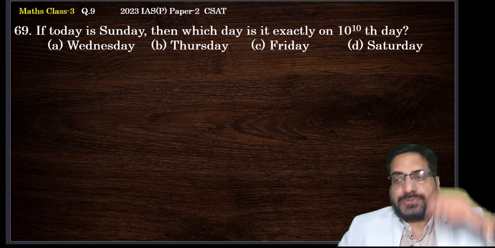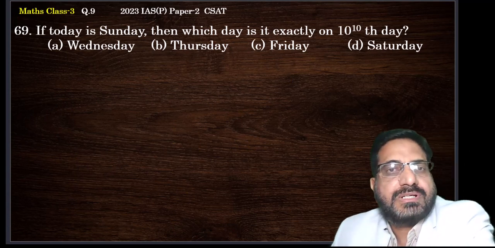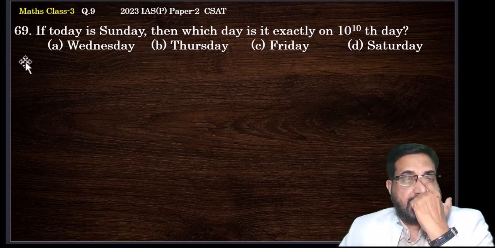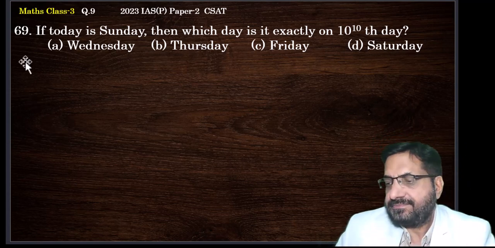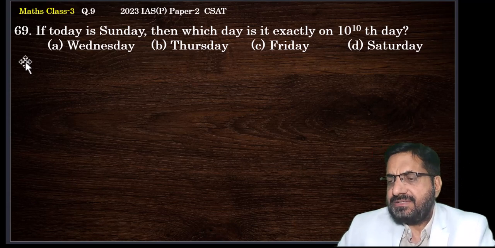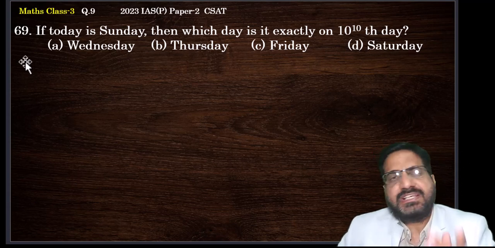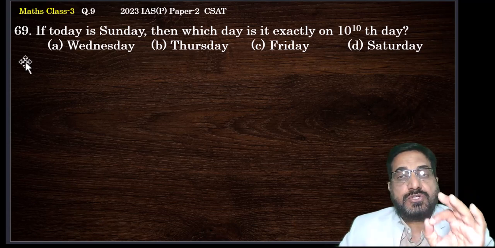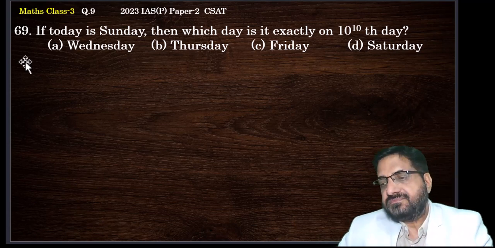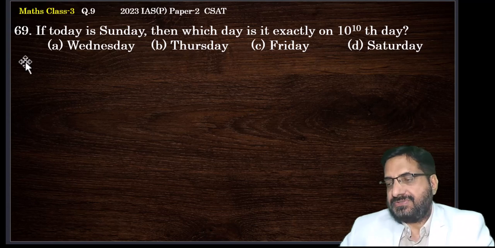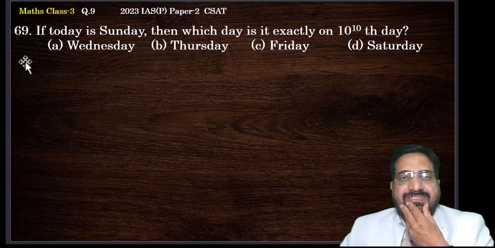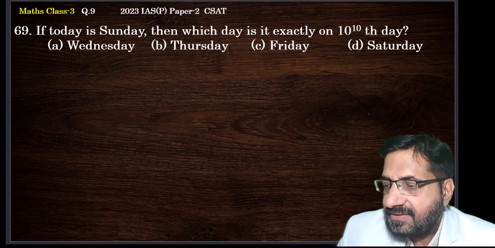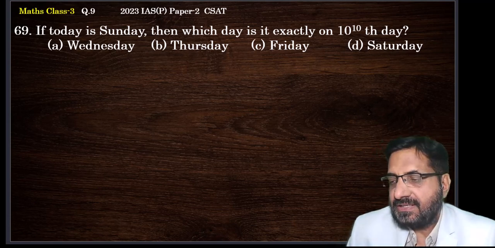Okay. Let us move on to the next question. This is question number 9, the 69th question in the D series question paper. This is also a very simple question. If today is Sunday, then which day is it exactly on the 10 to the power of 10th day? Very simple. This question is based on calendars and all that. So now we can solve this problem. It is a very simple thing.